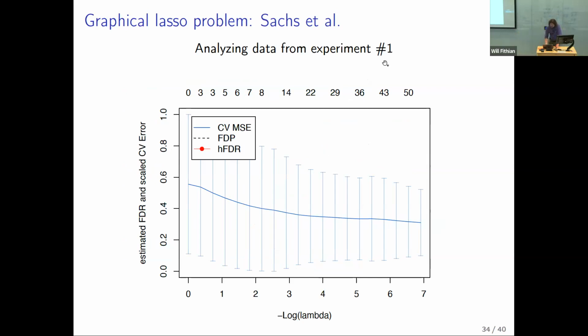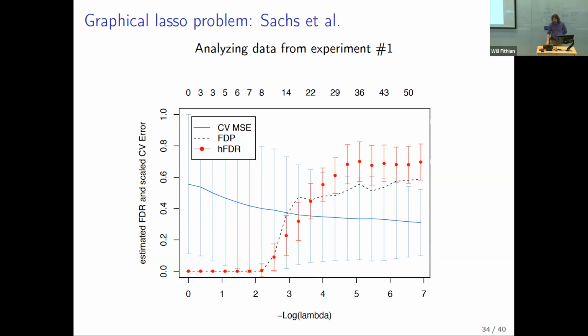Okay. So here, just analyzing the data from experiment 1. Again, we see that the cross-validation error is minimized when lambda is smallest. So this doesn't really tell us that much. But if we can actually estimate the false discovery rate, then that shows us that there's a transition happening. When lambda is very large, we have almost no false rejections. And then there's a transition from a fairly low false discovery rate to a fairly high false discovery rate.